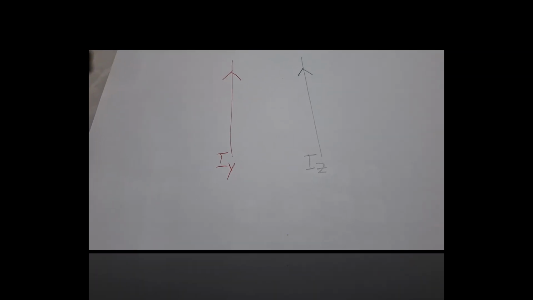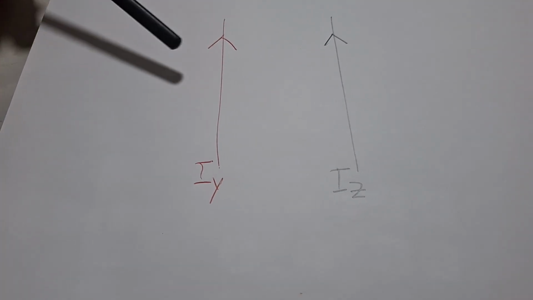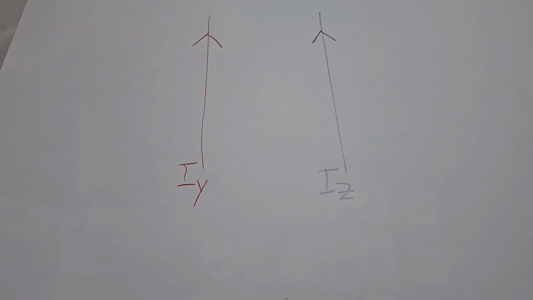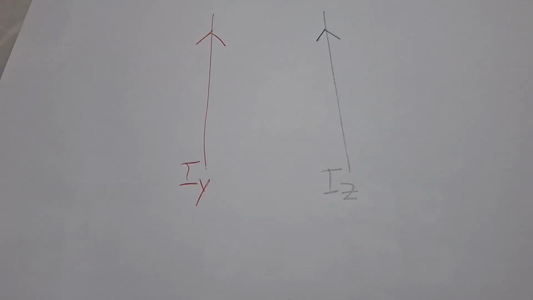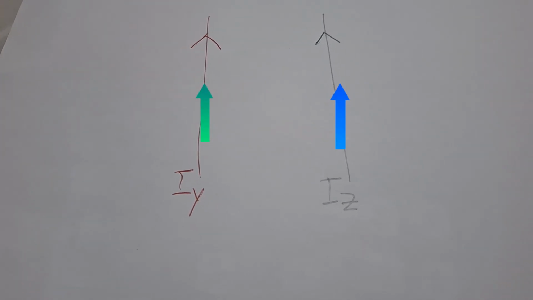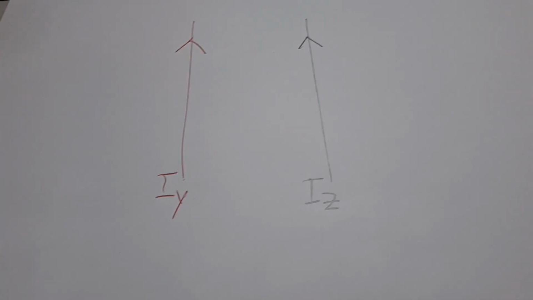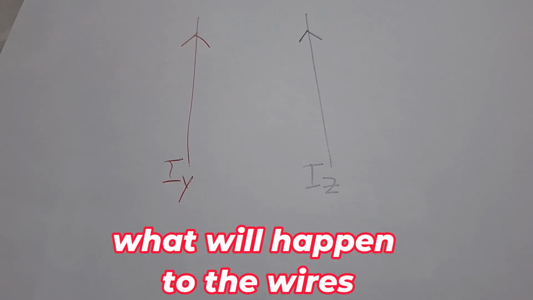Okay, you will have two cables here. Let's say cable Y and cable Z. The current flowing here will be current Y and current Z. Both are flowing up. When I place these two wires together, how would they interact with each other?